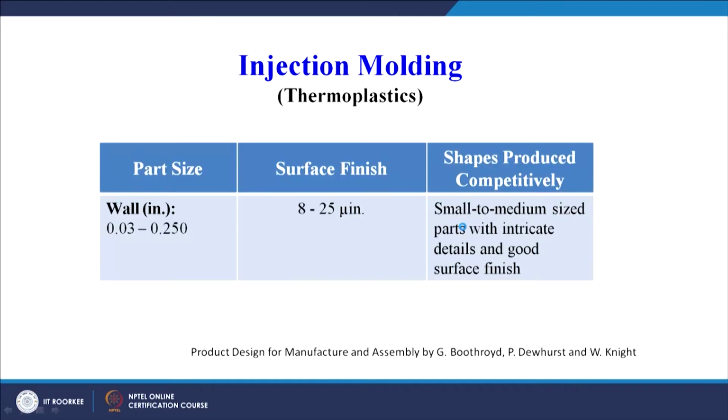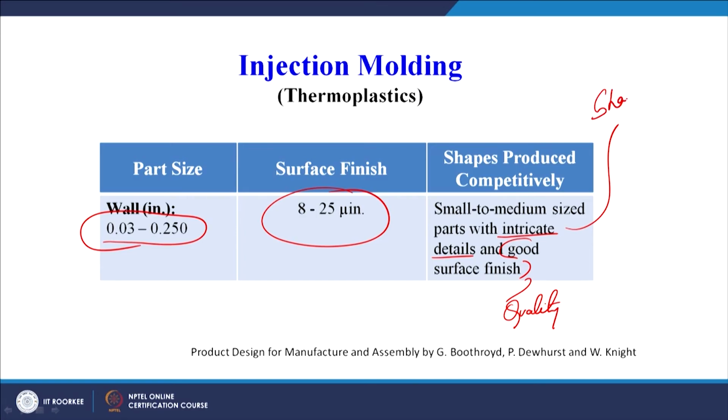I will skip this and go to injection molding, which is normally used for thermoplastics. We can see the wall thickness range which is available, the surface finish is better, and shape complexity: small to medium size parts with intricate details and good surface finish. Good surface finish is from the quality point of view of the product we are producing, intricate details from the shape complexity point of view, and small to medium size is from the size point of view.